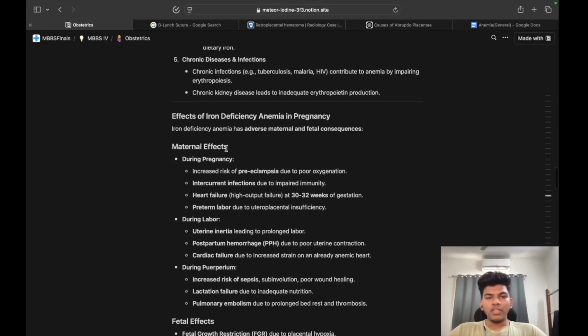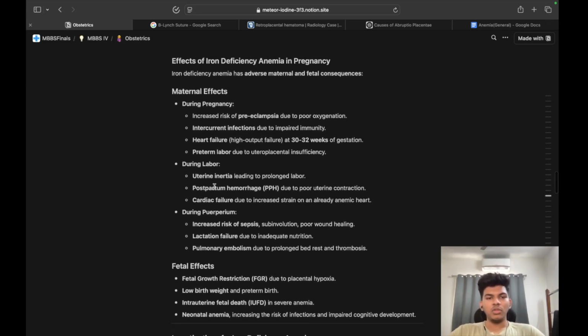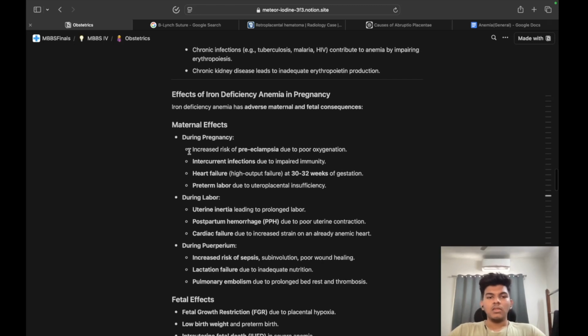Next, coming to effects of iron deficiency anemia in pregnancy. There are maternal effects and fetal effects. We need to know both. Within maternal, we have effects during pregnancy, during labor, and during puerperium. During pregnancy, there is increased risk of preeclampsia due to poor oxygenation, intercurrent infection due to impaired immunity, heart failure at 30 to 32 weeks, and premature labor due to uteroplacental insufficiency.